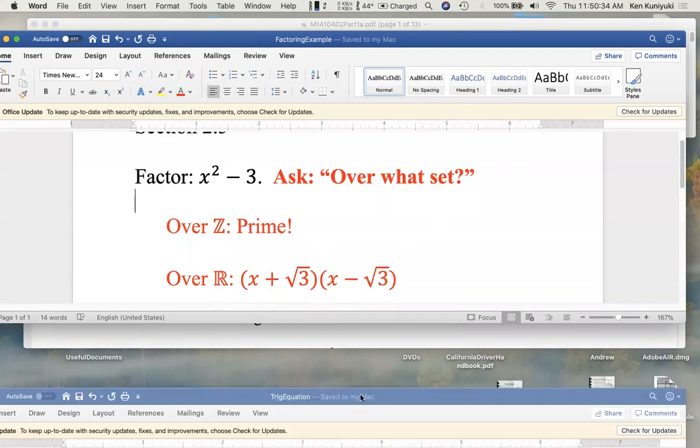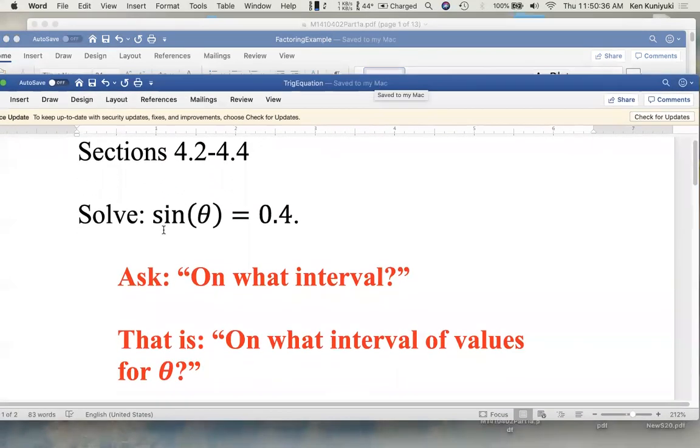Well, likewise, when we asked, how do you solve sine of theta equals 0.4? You need to ask on what interval. On homework or exams, I hope to make that clear. Now, in general, if you're asked this on a general test, then we assume that you want all real solutions. But for now, let's be careful about the interval of values for theta that we're really looking at.